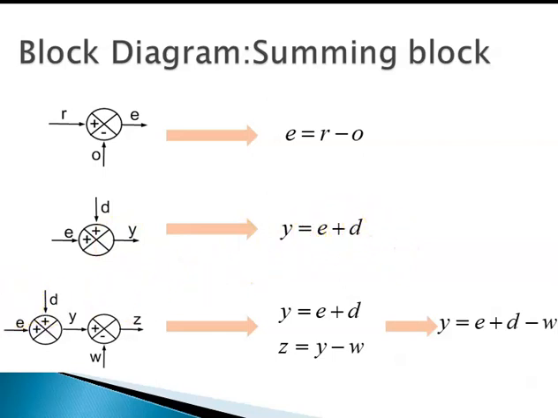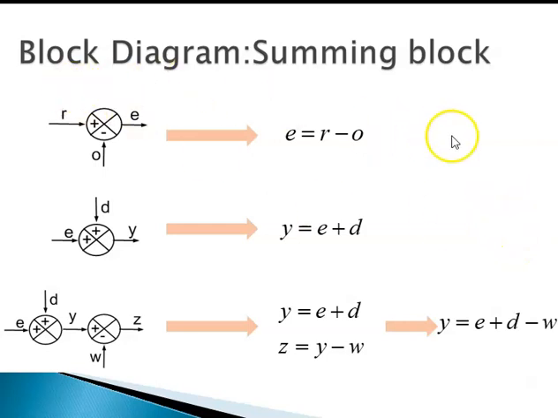Similarly, you have a block diagram consisting of two summing blocks put in series. So you have Y is equal to D plus E, and then Z is equal to Y minus W. So the output Z of these two blocks put together is E plus D minus W.